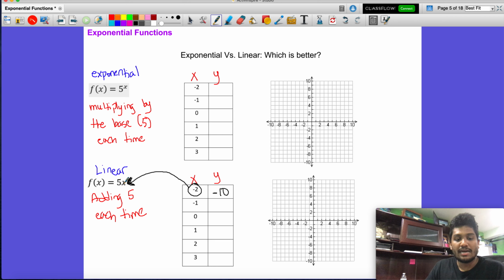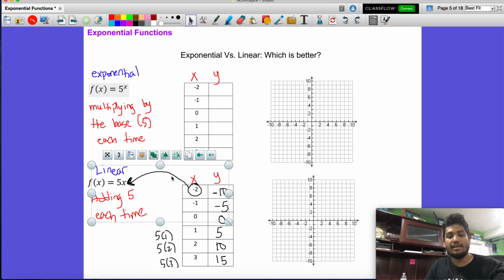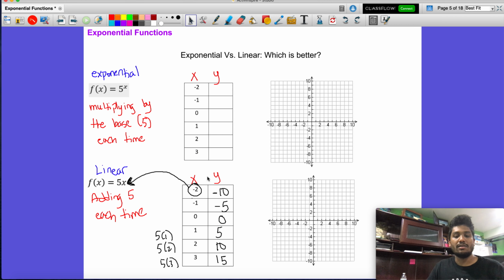Then 5 times -1 would be -5. Okay, if I'm substituting a 0 into this x, 5 times 0 is 0. This would then be 5 times 1, which is 5. 5 times 2, I think you're getting it now from there, 10. 5 times 3, and we get 15. Right? So I'm going to go ahead and just erase this little piece right there. We don't need that anymore. Well, not all that. We don't want to delete all of that.